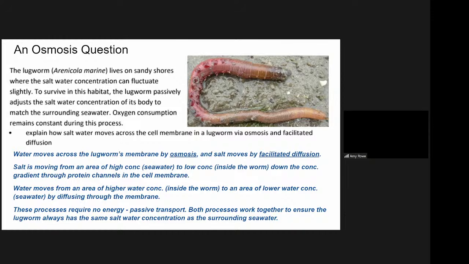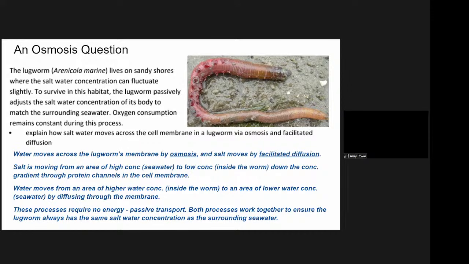Let me have another look at the answer. So salt is moving from an area of high concentration in the seawater to an area of low concentration inside the worm, and it's going through protein channels. So if the concentration of salt in the seawater is higher, then you're going to have the salt moving through those protein channels into our worm.